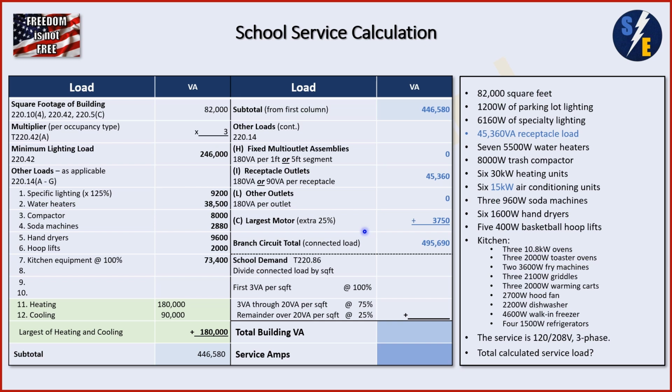Now, real quick side note, if you're wondering why I added the largest motor here like I did, please check out my non-coincident load video. It includes the largest motor in it because it's very connected. So check out that video if you have any questions on that.